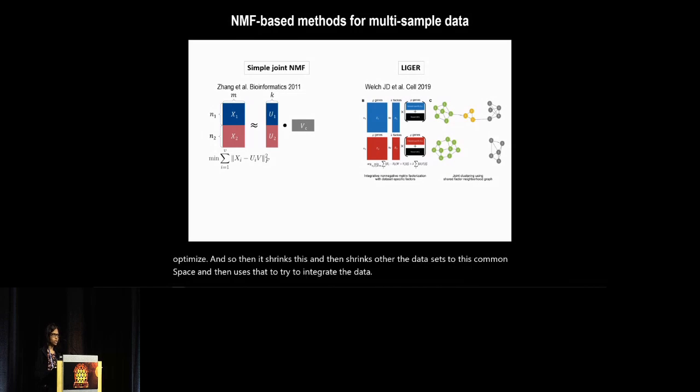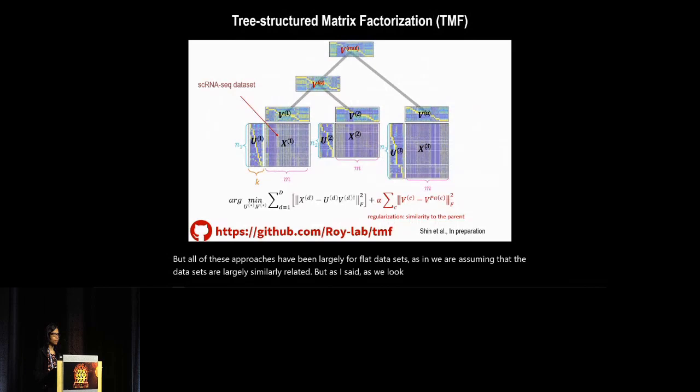But all of these approaches have been largely for flat data sets, as in we are assuming that the data sets are largely similarly related. But as I said, as we look at more and more complex samples, the heterogeneity increases, so we can't make the assumption that everybody's equally related. So what we've done is basically taken the TGIF framework and applied it to single-cell RNA-seq with some small modifications, but really this is an asymmetric matrix. And we have largely applied that framework to look at single-cell RNA-seq data sets. So how does that work?